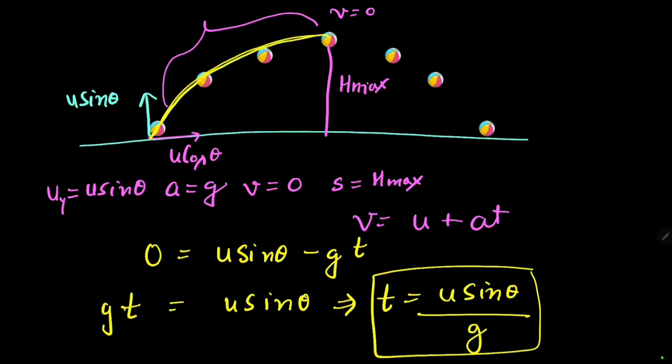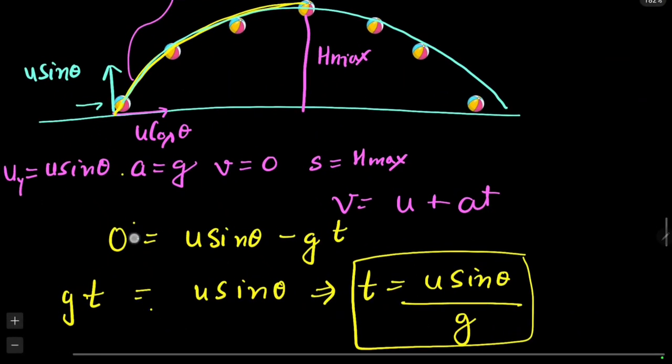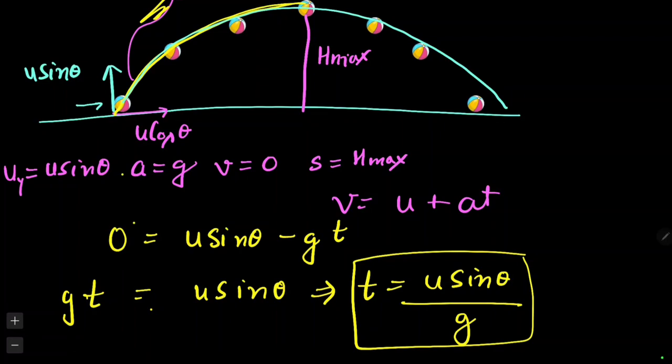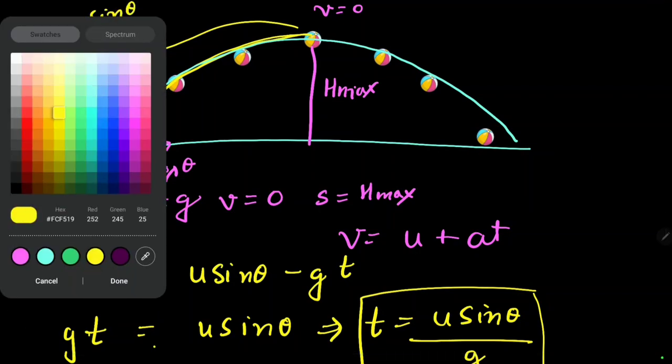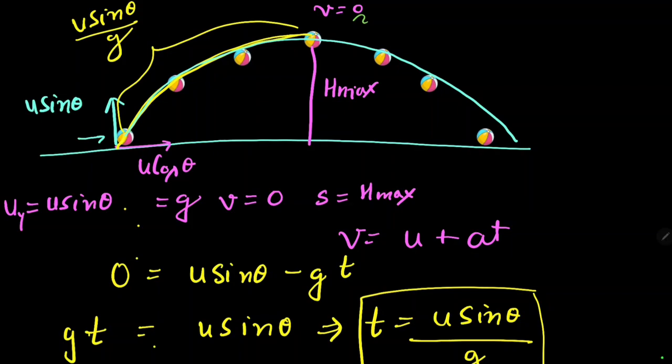Now what if I want to find out the total time taken? What if I kick the football, after how many seconds will it reach the ground again, meaning the entire time? It's very simple. I've just calculated that the time it takes to go up is u sine theta over g. It will take the same time to come down. Whatever time it has taken to go up, the ball will take the same time to go down. So it will take u sine theta over g to go down also.